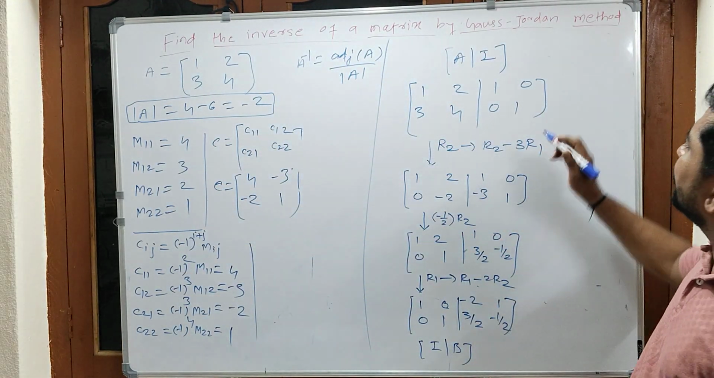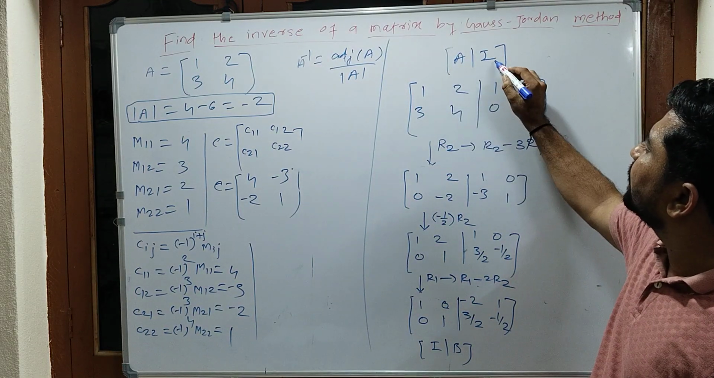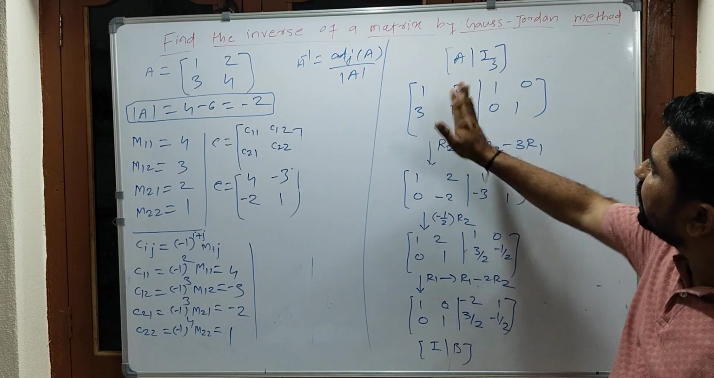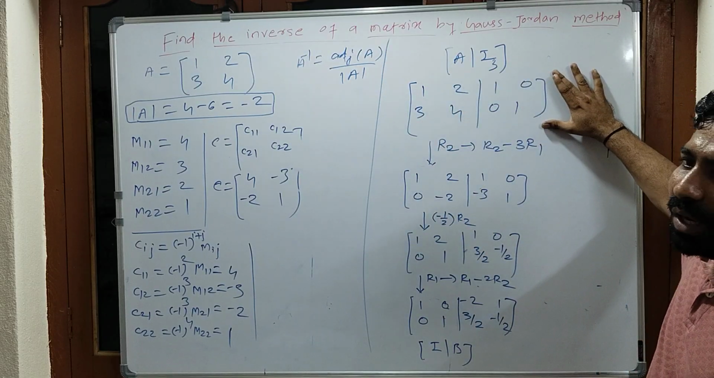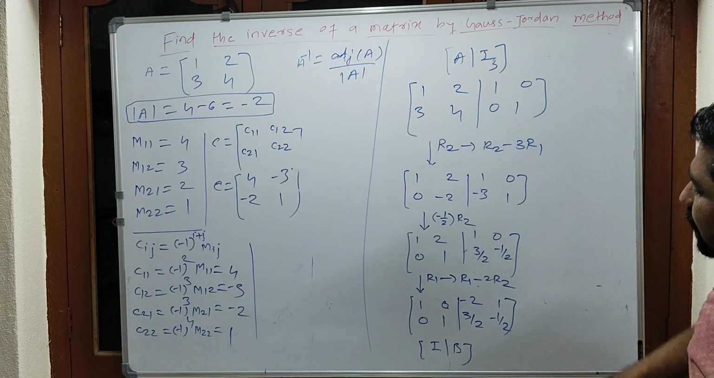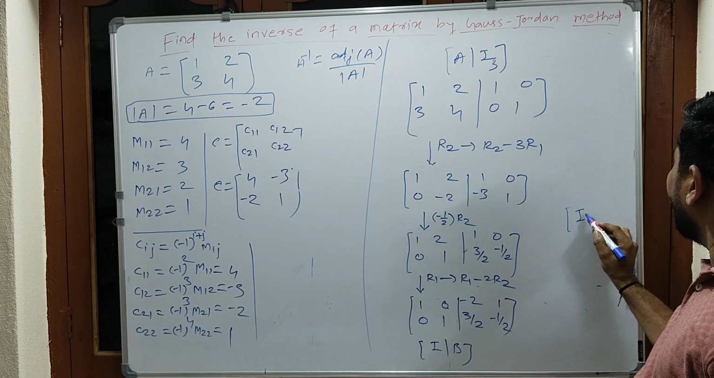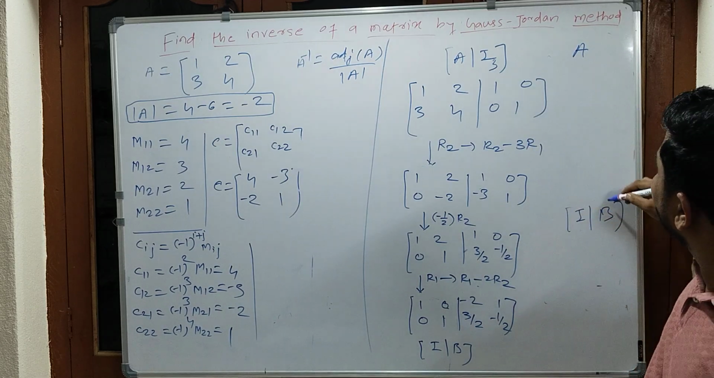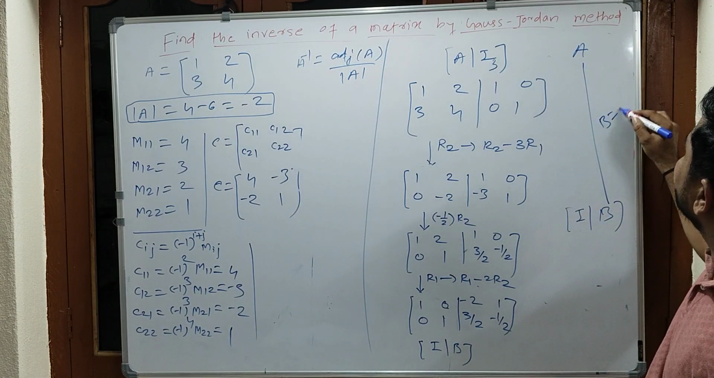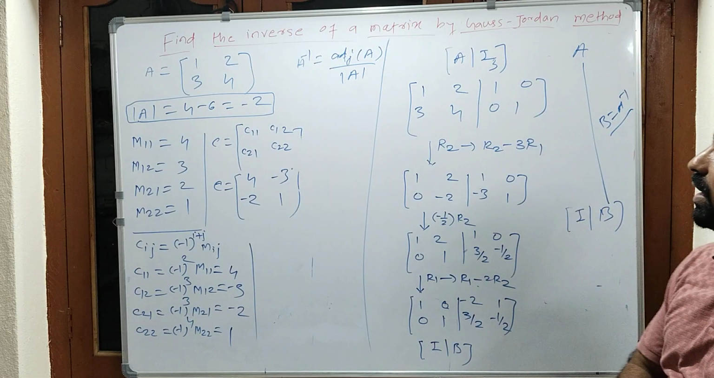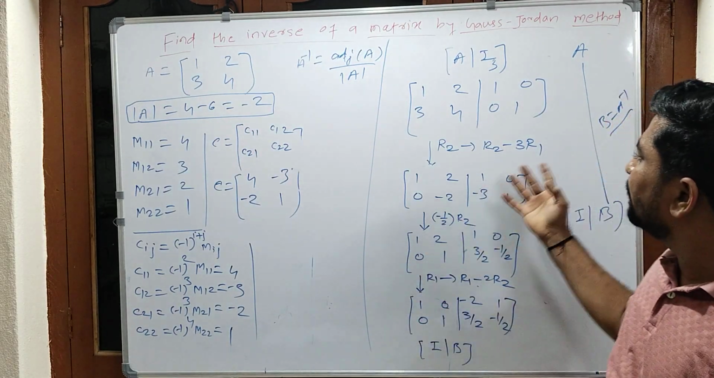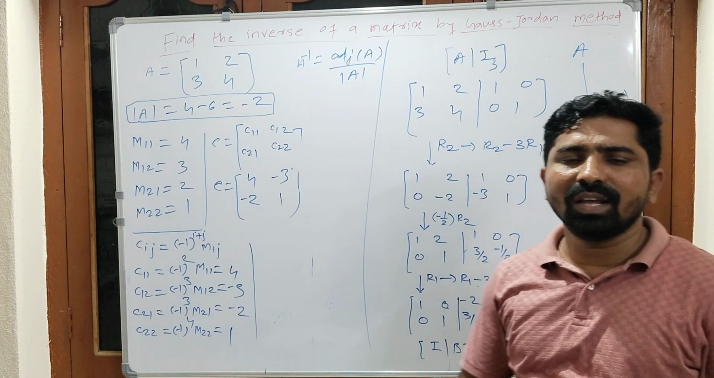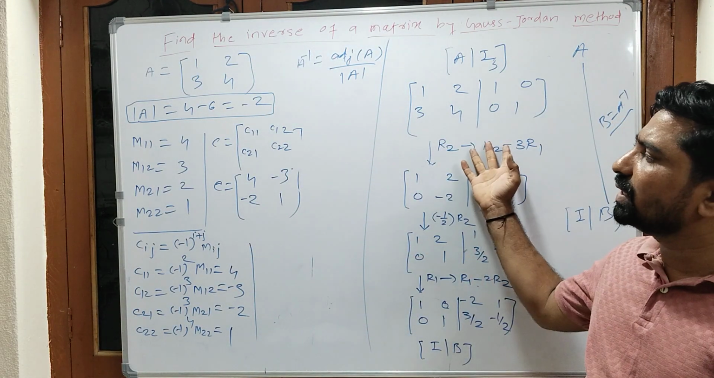So if you have a 3 cross 3 matrix also, just write A and here write the identity matrix of order 3. Try to convert this matrix into identity this side, and whatever matrix is obtained here by applying elementary row operations, after converting this matrix into I, let's say B, this B matrix is the inverse of your matrix A. So computer science people said this method is less expensive than this. That's why most researchers use this method instead of that.